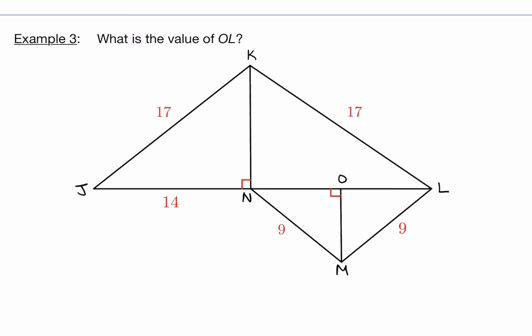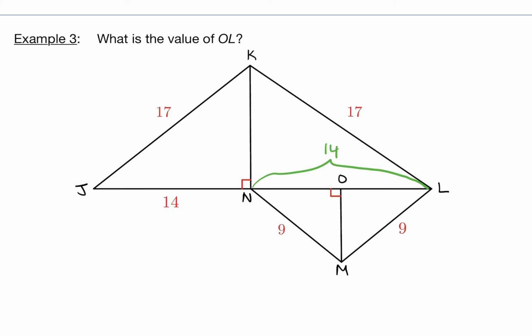Okay, this point is on the perpendicular bisector. And what does the perpendicular bisector tell us? KN cuts the segment JL exactly in half. So because we know that JN, this segment here, is 14, then we must know, therefore, that NL is also 14. Okay, so from here, I'm going to make a notation here. This is also 14. Okay, so now that we've established the length of this segment, we can now focus on this smaller triangle, because ultimately we want to know the value of OL.